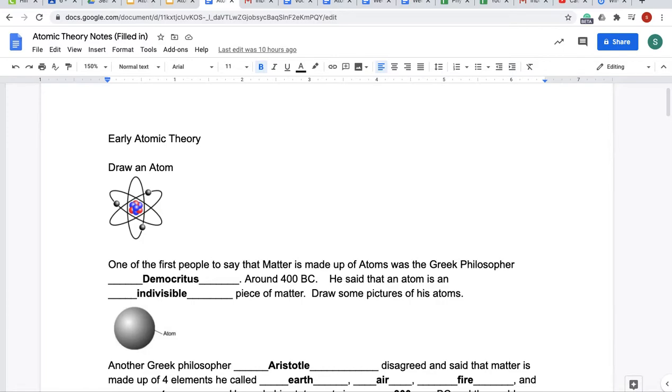I've decided to record a video of me talking through the atomic theory notes since I will most likely not be in class tomorrow, and I would like to actually go through these notes so you have a better understanding of what is going on.